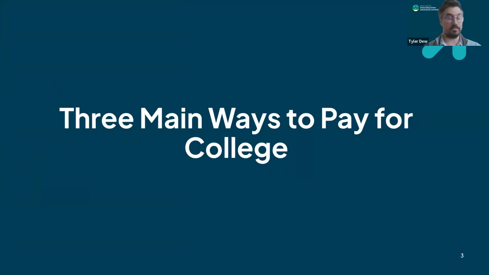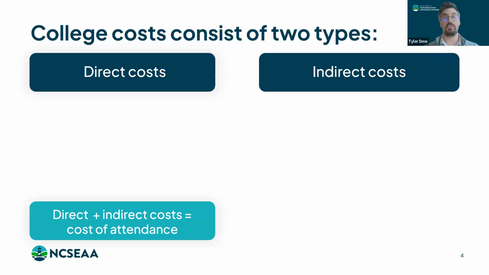So the big focus, especially for tonight, are the three main ways that students and families pay for college. You have different options within these three ways. We want to make sure that you fully understand what exactly you're looking at, what you can achieve, and what you can do.